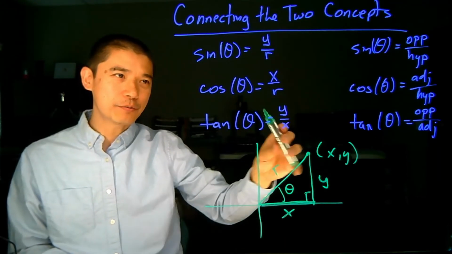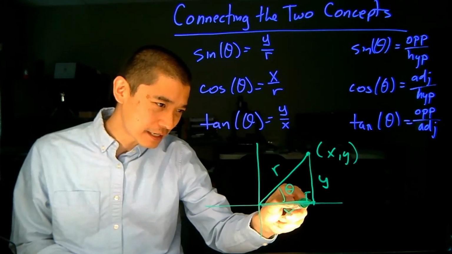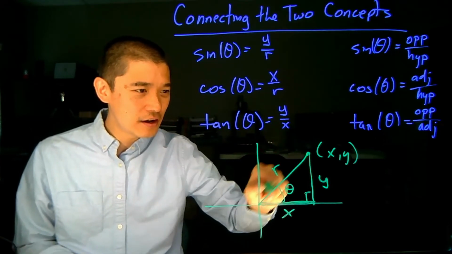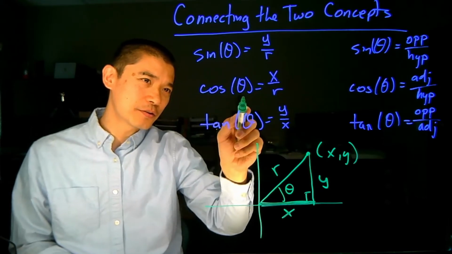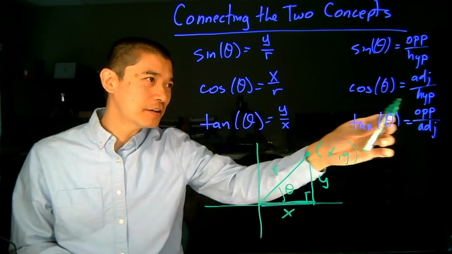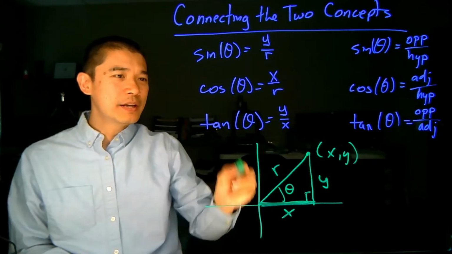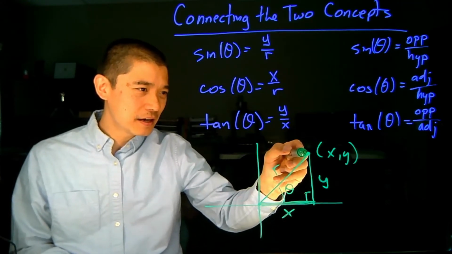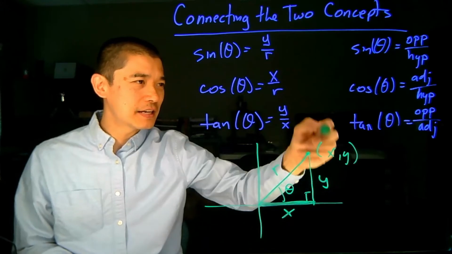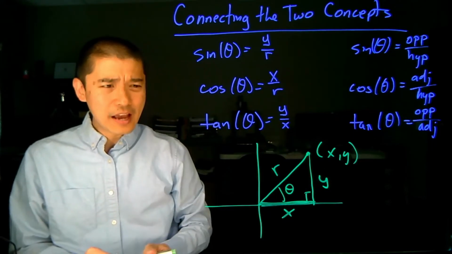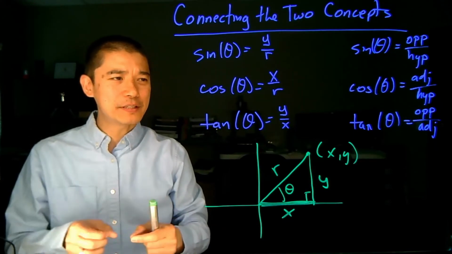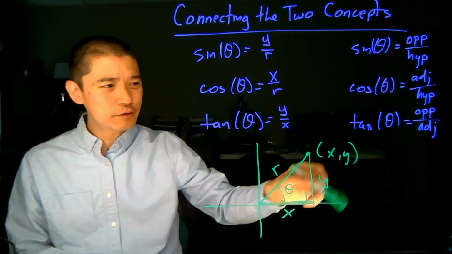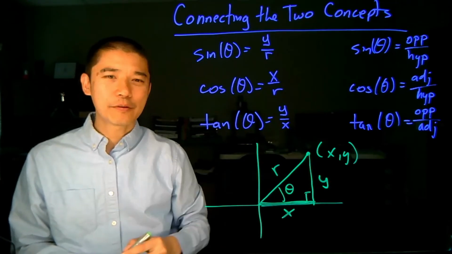And you could work your way through. Cosine is x over r. X, well, that's the adjacent side. R is still the hypotenuse. So cosine theta is adjacent over hypotenuse, which is what we have here. Tangent theta is y over x. Here's y. Here's x. Opposite over adjacent. Tangent theta is opposite over adjacent. And so this shows us how the two pieces actually fit together into one. It's just a matter of creating a right triangle picture out of our points.